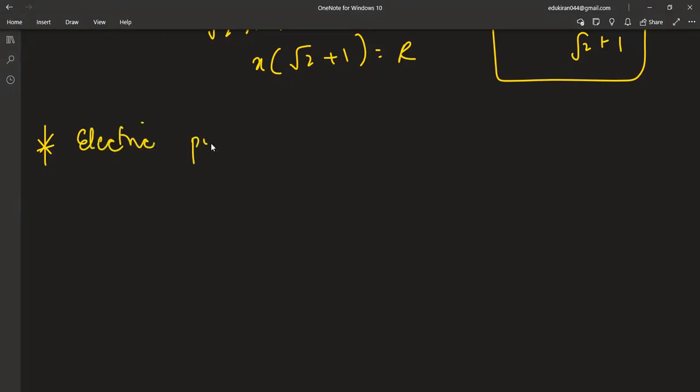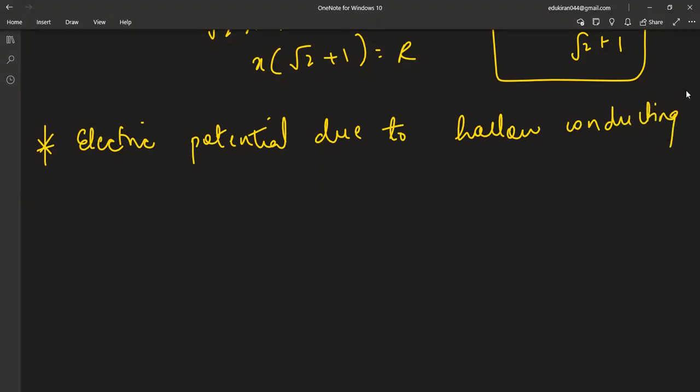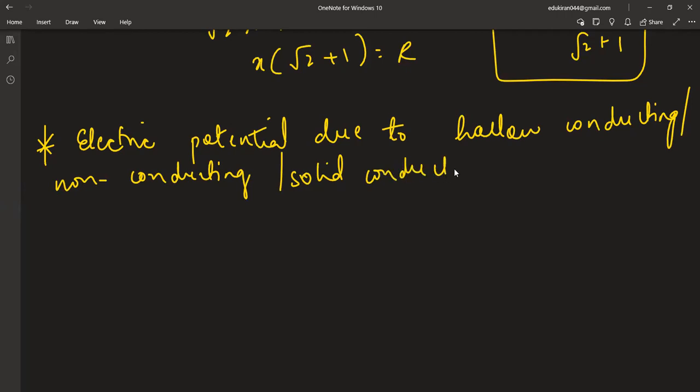So electric potential due to hollow conducting, non-conducting, and solid conducting sphere. Conducting means it is able to accumulate charge on its surface. Hollow means it is empty from inside. Non-conducting means charges are present within the sphere. This is what is meant when we say non-conducting. Solid conducting means it is not empty from inside, but it is not allowing the charge to be present inside. Do you know the differences between these three or should I let you know?